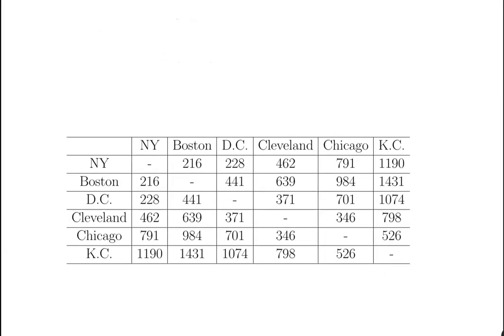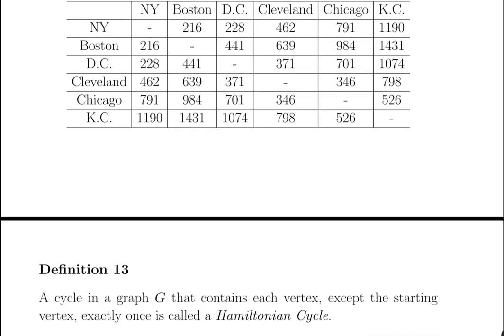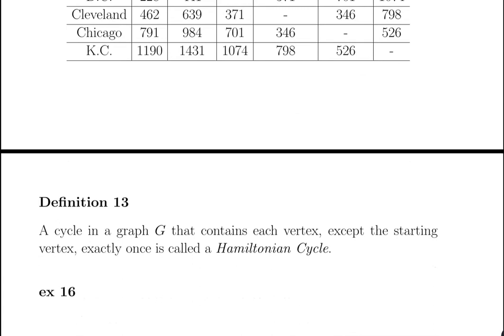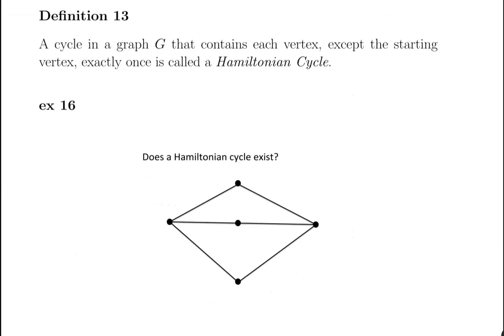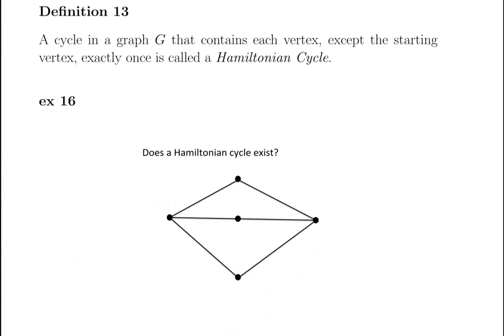And we take a look here. Here's a basic chart of that graph. It has the 6 cities and the mileages between them. And here we're asking about what's called a Hamiltonian cycle. So a cycle in a graph G that contains each vertex except the starting vertex exactly once is called a Hamiltonian cycle. Right? So do we have a Hamiltonian cycle here, for example? Again, it's a cycle that contains each vertex exactly once. So take a look at that and see if that happens. Again, you don't have to hit every edge once, just the vertices.